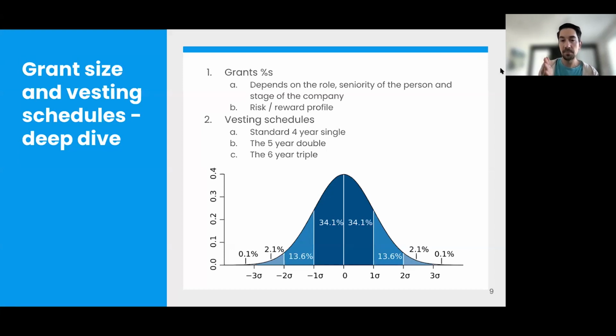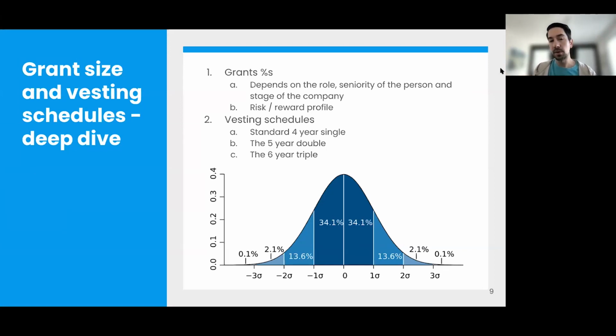So if they were given a 1% grant, they own 1% of the company when they got that grant, they will get 25% of that every year. So 25 basis points per year over 4 years, but they have to wait for a full year before they hit that cliff to receive that first year's worth of equity. After that, they will then vest 1/48th for the remaining 36 months of that vesting schedule. So every month they vest another bit of their equity.